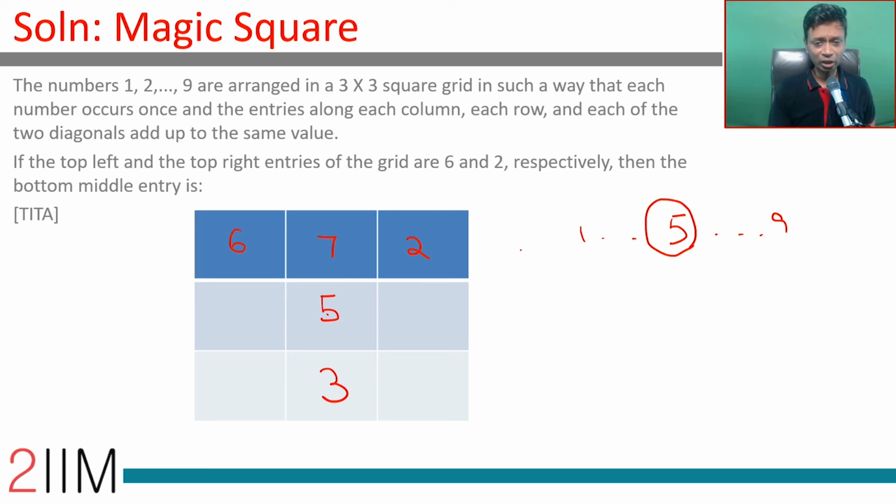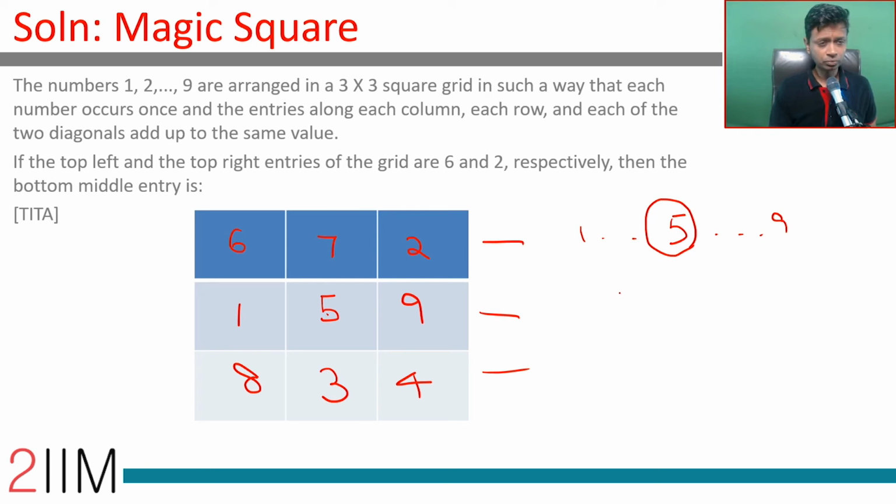The key idea here: find the total sum. Therefore, you are able to find the sum of each row or each column. Each row, each column, each diagonal, all add up to 15. And so now you can fill the entire grid. So 6 plus 5 is 11, this will be 4. 2 plus 5 is 7, this will be 8. This automatically adds up to 15. 6 plus 8, 14, plus 1, this is 9. Everything is 15. This is the entire grid.